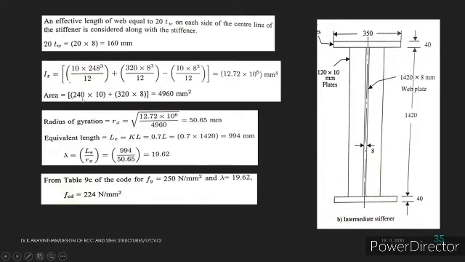So what is the area here? 120 plus 120 is 240 into 10, which is the thickness, plus we are adding, see, one point you should consider while designing the intermediate stiffener. An additional effective length of web equal to 20 thickness of web on each side of the center line of the stiffener is considered along with the stiffener. Here additionally you have to add this 20 TW.